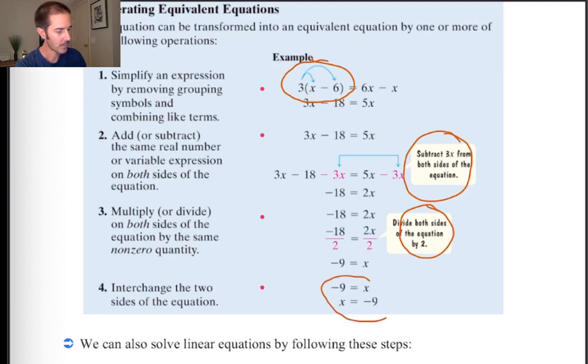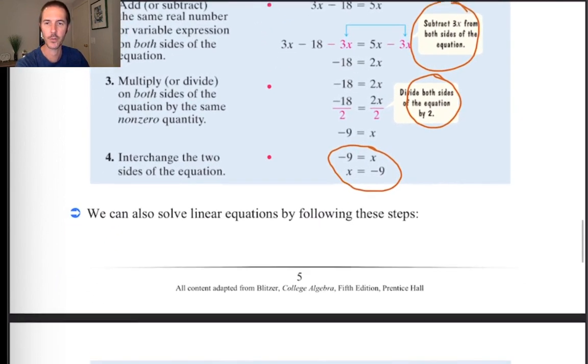this property, which I haven't thought of in a long time. Maybe this is the reflexive property. I'd have to look that up. But if a equals b, then b equals a. So if negative 9 equals x, then you can switch the two around and write x equals negative 9, which is a more typical way of presenting a solution.